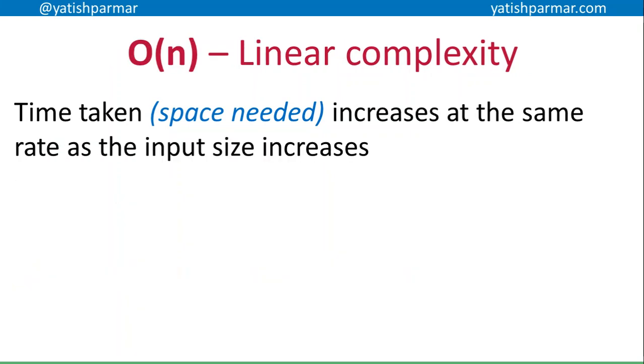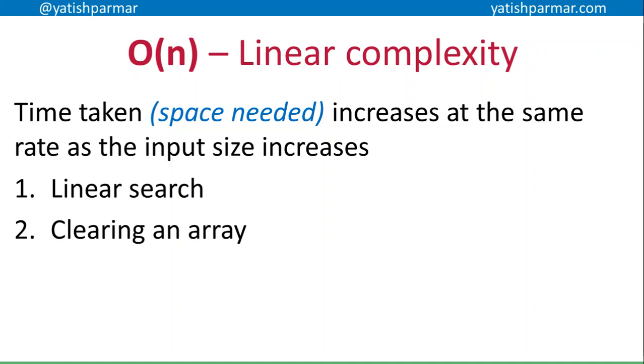The next one is linear complexity, where the time taken or the space, the amount of memory that is needed, increases at the same rate as the input size is increasing. An example of this would be a linear search. When I have 10 items, it's going to take 10 operations. If I have 20 items, it takes 20 operations. If I have 25 items, it takes 25 operations. So as the input size is increasing, the number of operations are also increasing.